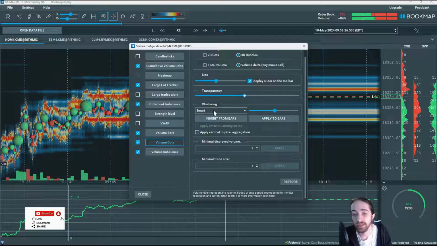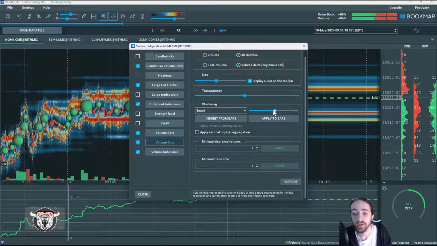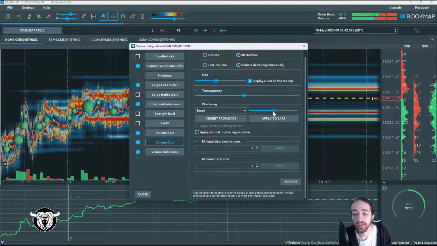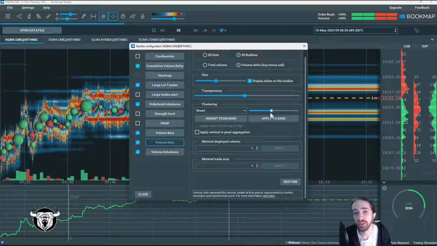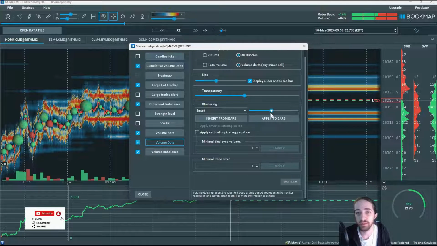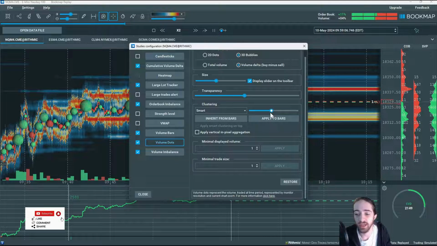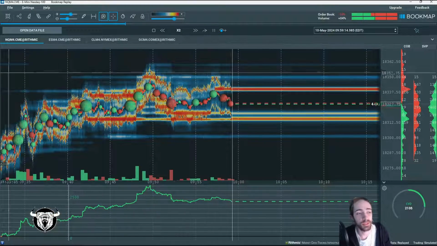The clustering could go by smart, by time, volume, price and aggressor. You could also, again, change these as well. You could always change it and get a feel for it. You could also change it in the replay system, which I would definitely recommend doing. That way you could sort of see what works for you and what doesn't work for you depending on your trading strategy. So now that we went through the settings, what do the volume bubbles tell us?